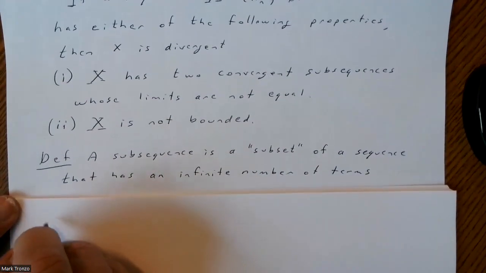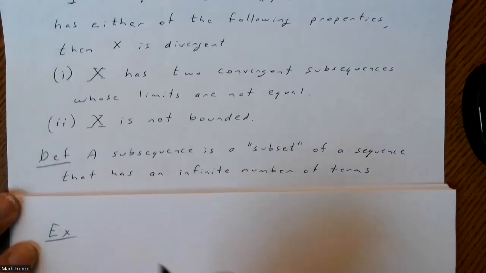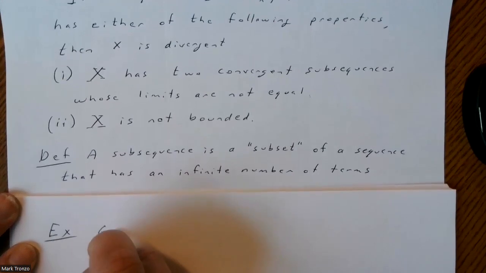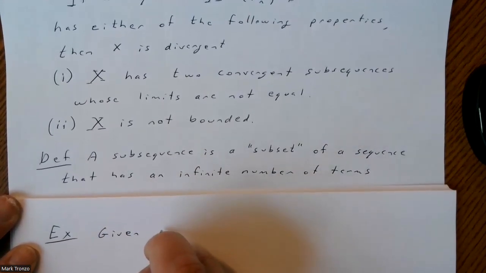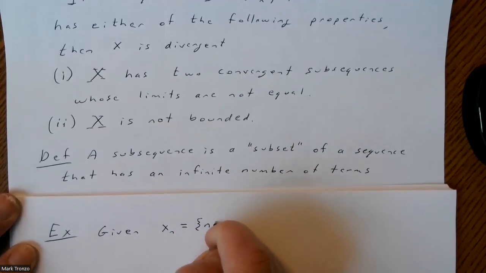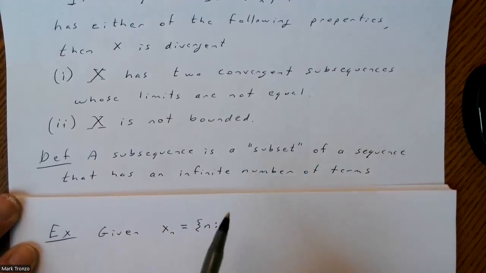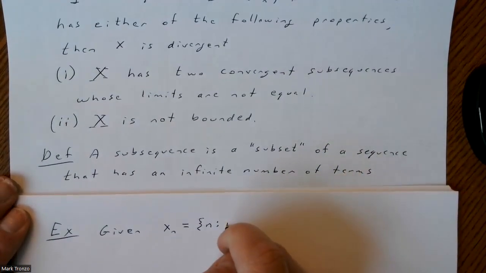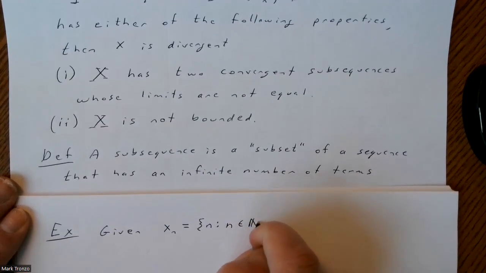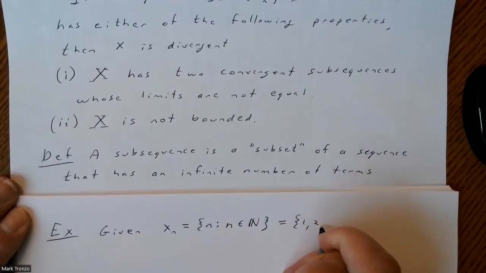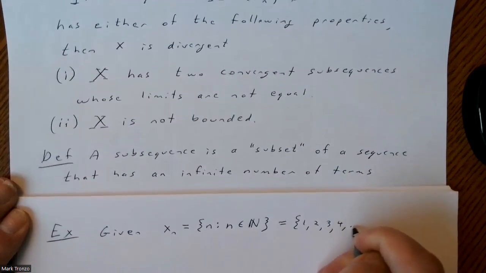So suppose you are given the sequence xn. And once again, there are a lot of different ways to write sequences. When I'm using this xn the way I did up here, there are a lot of different ways to represent that n such that n is in the natural numbers, which is going to be 1, 2, 3, 4 on forever.